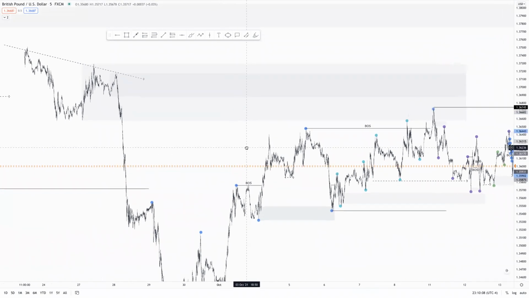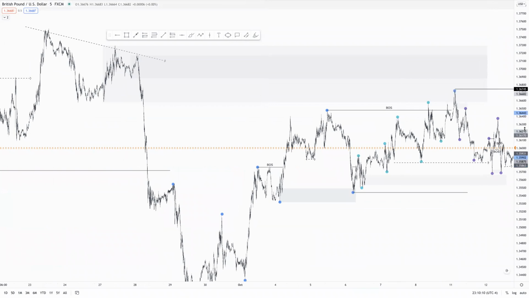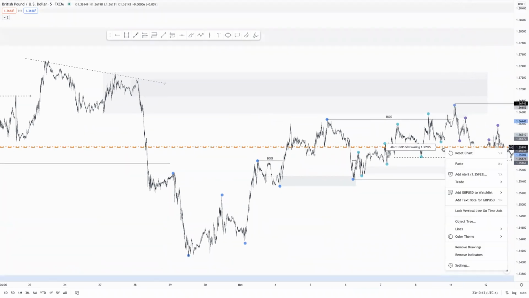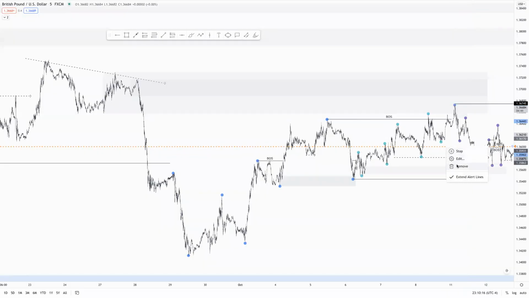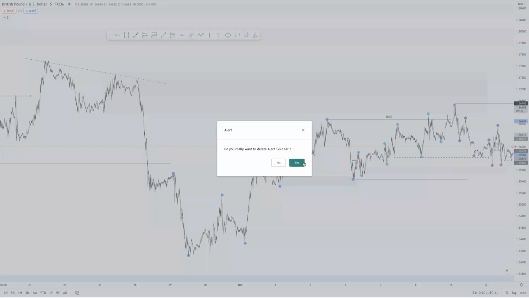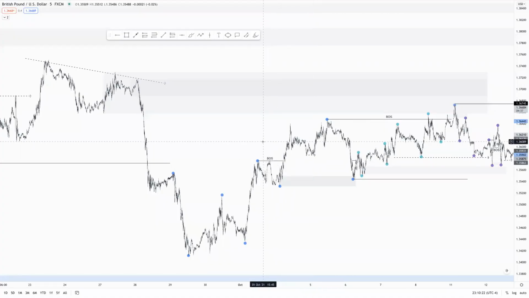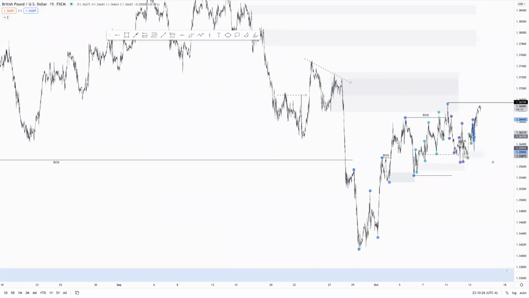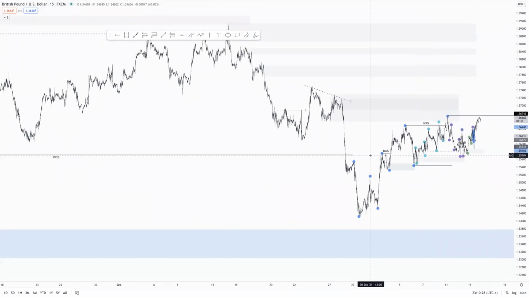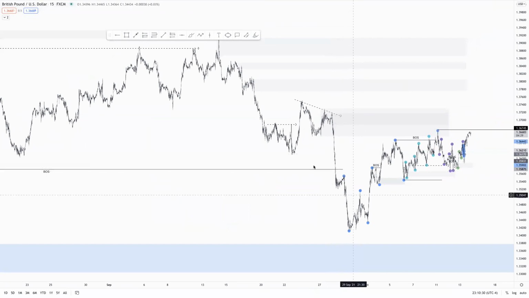Looking at structure on GBPUSD, I literally just made a video about this the other day, talking about what we're looking at on the higher time frames. So I'm not going to go over that too much, but I will show you some of the intermediate structure. Like on the 15-minute, you guys can clearly see this was our structure. So we made a leg to the downside.